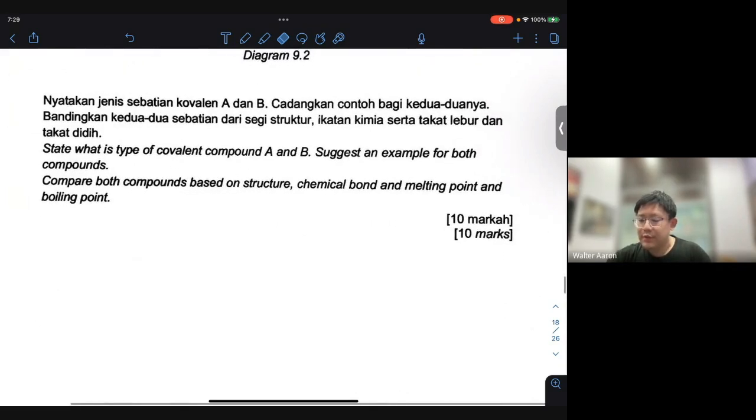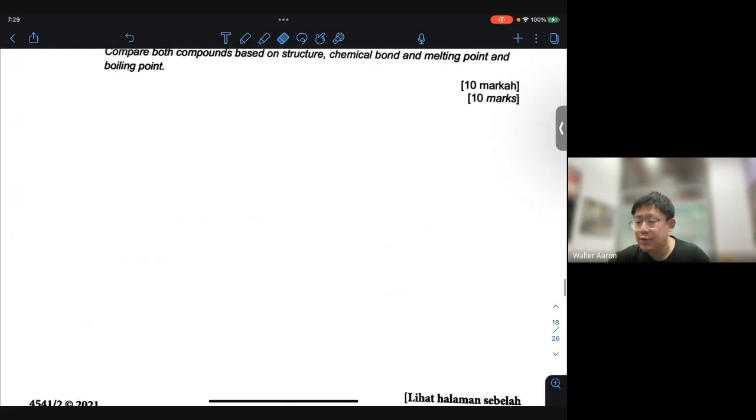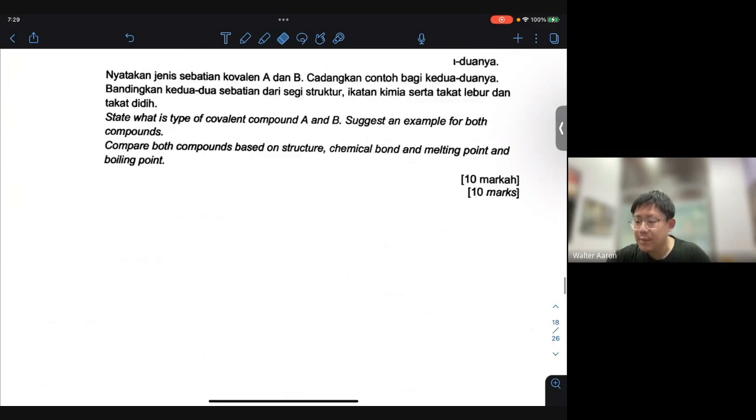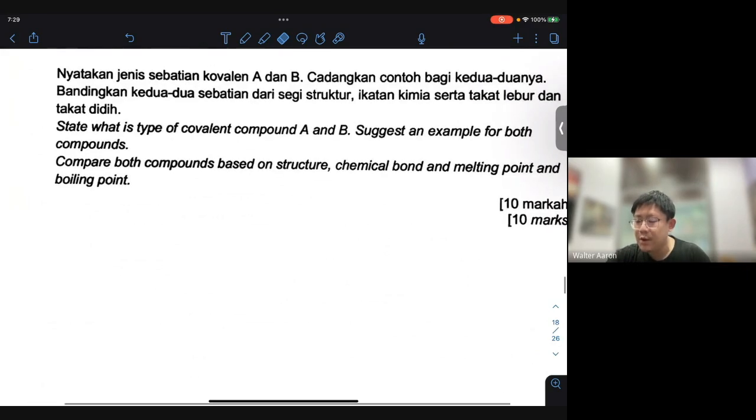All right, then what it says here is: state what type of covalent compound A and B are, and then suggest an example of both compounds. Compare both compounds in terms of structure, chemical bond, melting point, and also boiling point. It's going to be very long, but what you can do is draw a table to explain the differences between them. So let me first suggest these 2 compounds. For compound A, we put diamond.